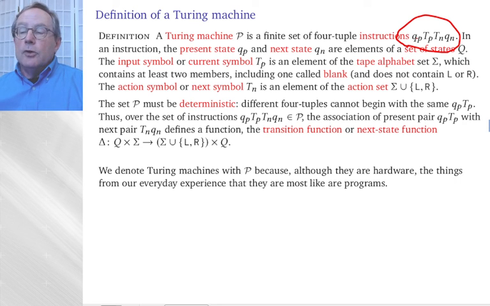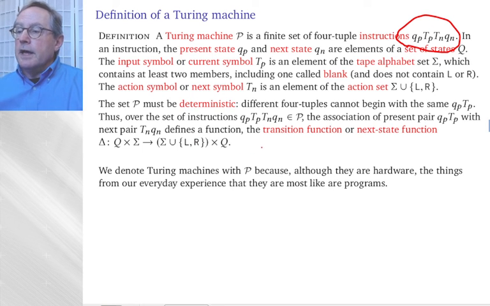QP is a state like Q5 or Q7. QN is a state like Q5 or Q7. TP is a symbol on the tape. It's what you're looking at on the tape. TN is a little different. TN is an action. It might mean move left. It might mean move right. It might mean change the symbol that's currently on the tape, that you're currently looking at with the read-write head.